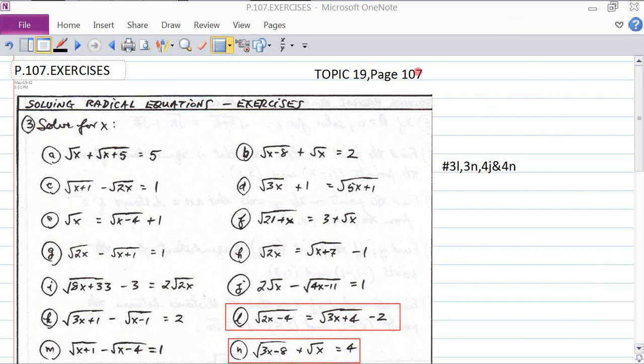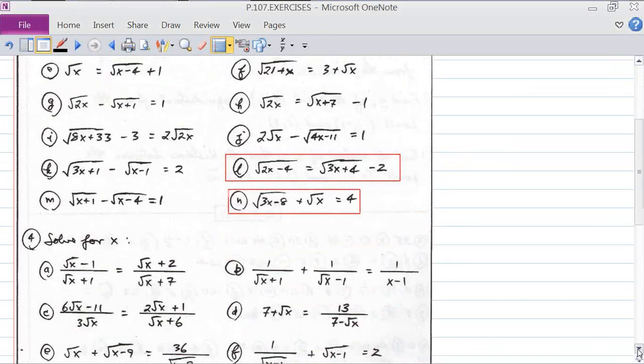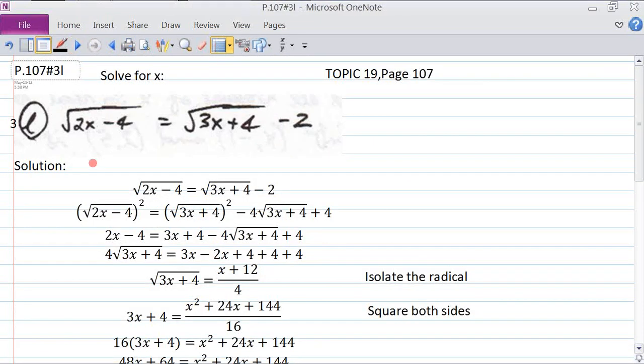We're on page 107, and from problem number 3 we're going to do 3L and 3N, and then from problem 4 we're going to do 4J and 4N.